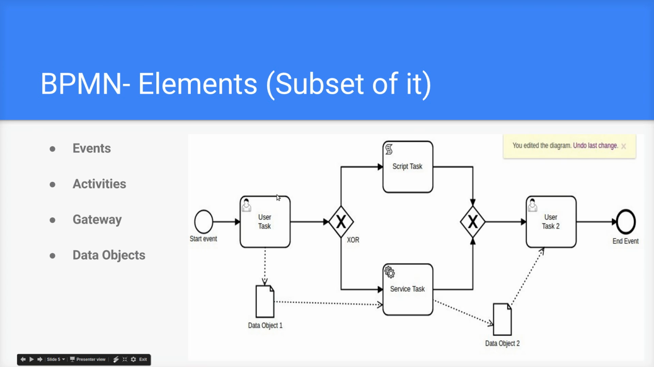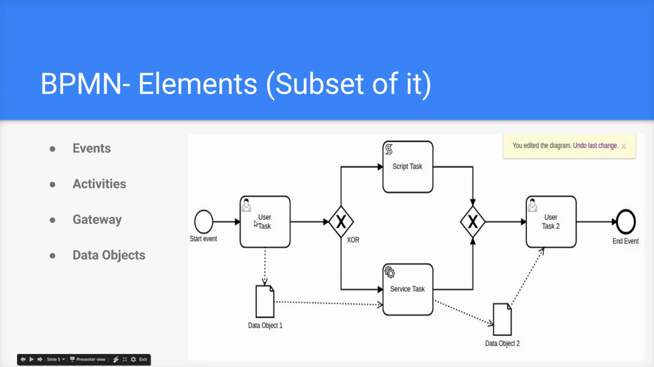One is called activities. There are three kinds of activities that we will encounter in our system. One is user task, one is script task, and one is service task. User task basically means this activity is performed by the user, which is going to be you in our system. And the other two activities, service task and script task, are done automatically by the system. So these are the activities. So here there are two user tasks and one script task and one service task.